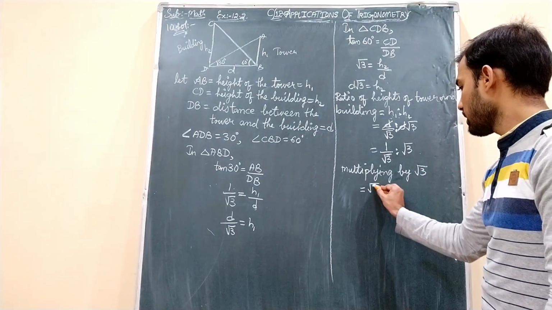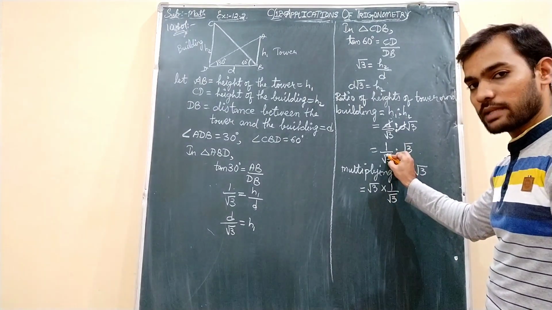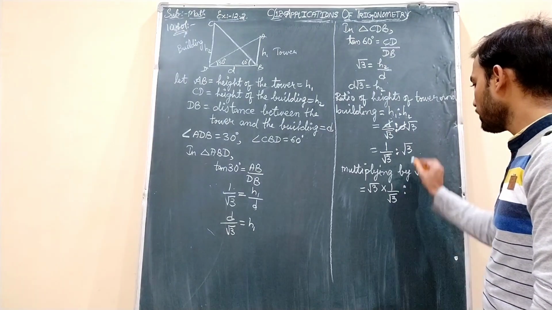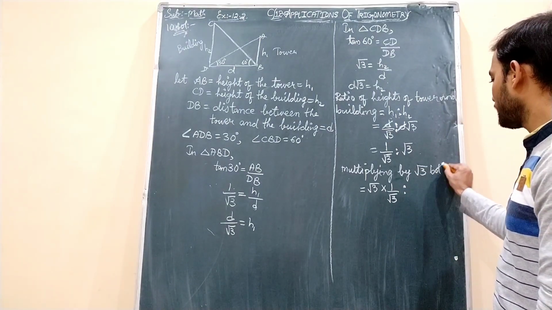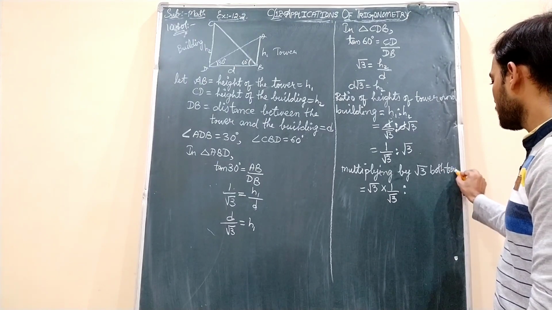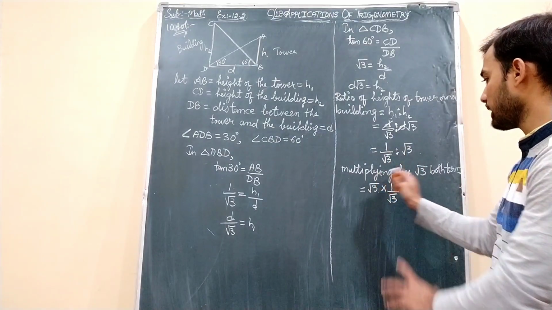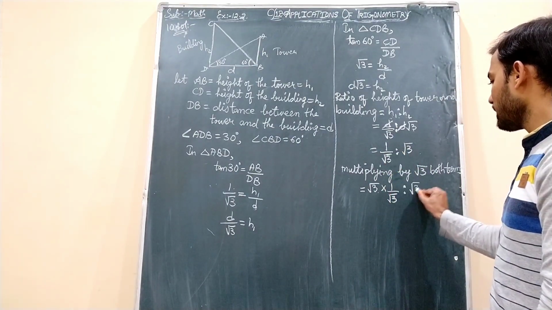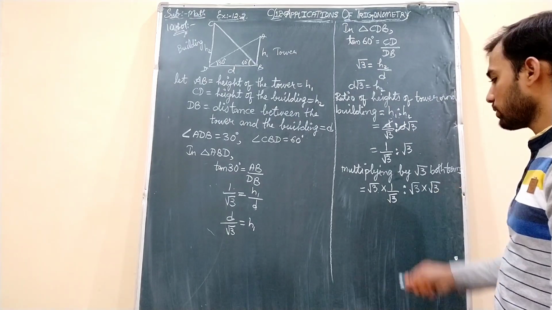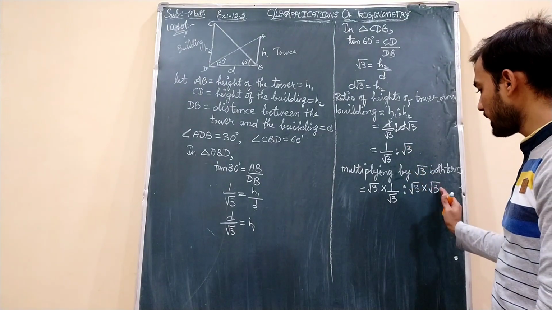So this will be root 3 into 1 by root 3. First root 3 gets multiplied with this and also with this. Multiplying by root 3, both the terms I will write, okay? Otherwise you may think that only if you multiply here that is enough. Both the terms you need to multiply with root 3. So root 3 into 1 by root 3 is to root 3 into root 3. Okay students? Root 3 multiplied by this and root 3 also multiplied by this.